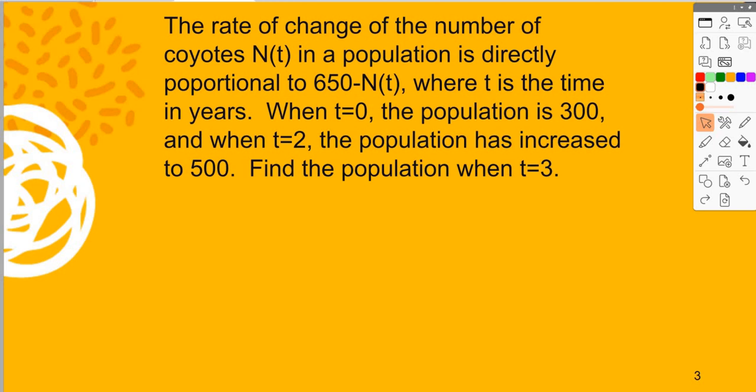It says the rate of change of the number of coyotes in a population is directly proportional to 650 minus n of t, where t is the time in years. At t equals 0, the population is 300, and when t is 2, the population has increased to 500. Find the population when t is 3.